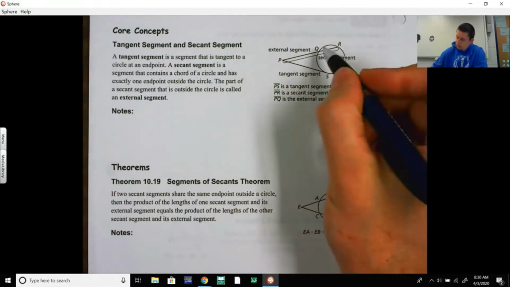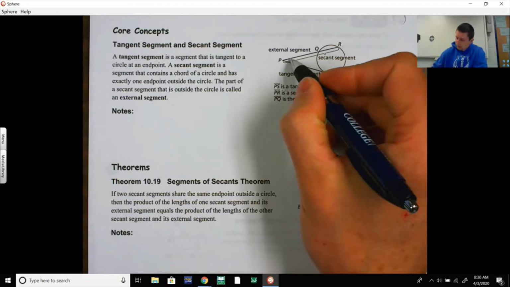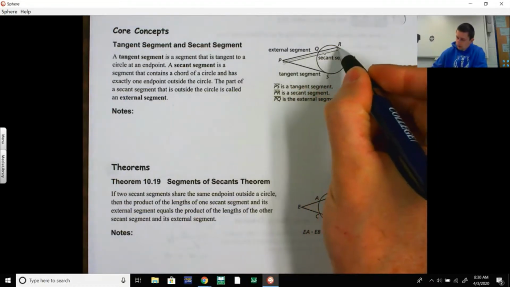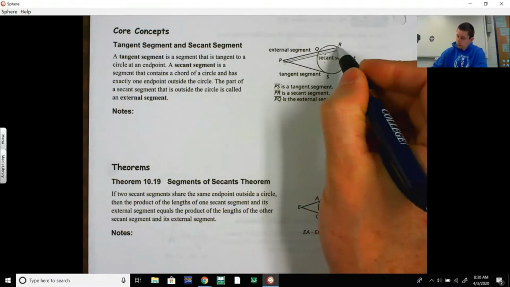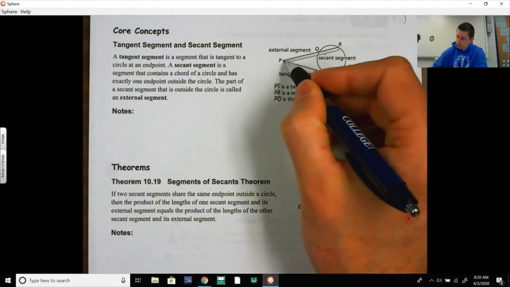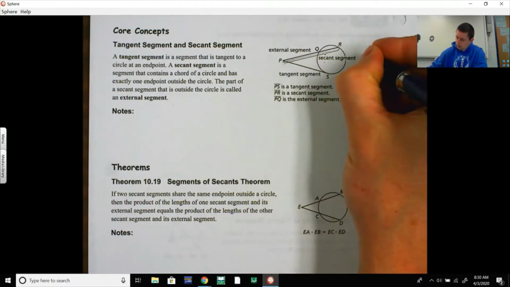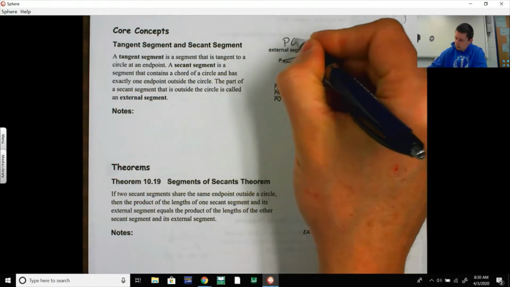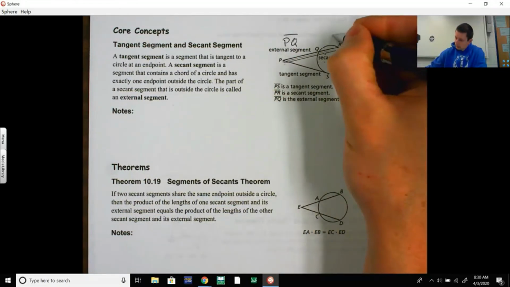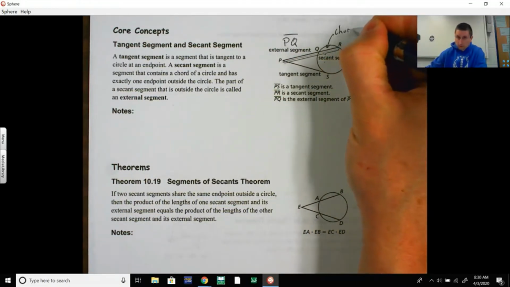Segments you need to know, names of them. So if you have a secant, this line right here, that is referred to as a secant segment. It goes through the circle and it extends past the circle. So this from P to R, that is a secant segment. The external segment is PQ. Q to R, that would be your chord.